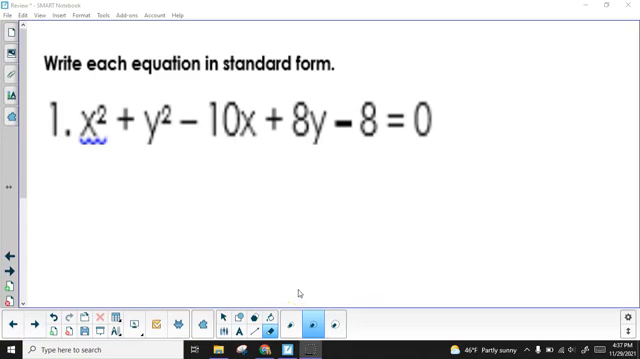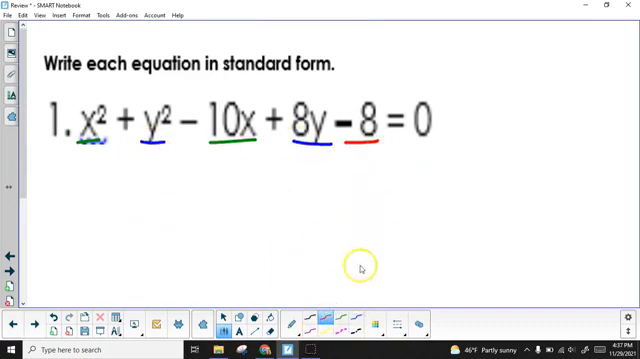And we can tell that because it has an x squared and a y squared. They're both the same sign, and they have the same coefficient. So we want to group our terms together. We want to put our x terms together, and we want to put our y terms together, and we want to put our constant on the other side of the equation.